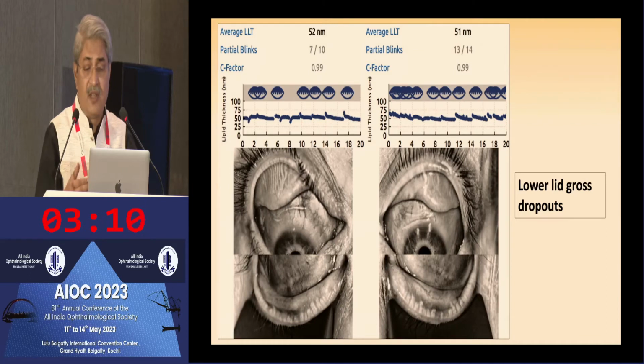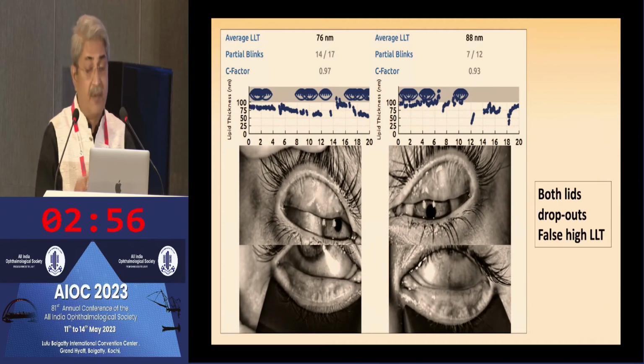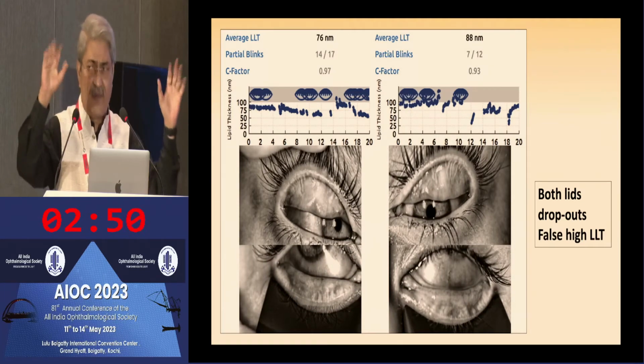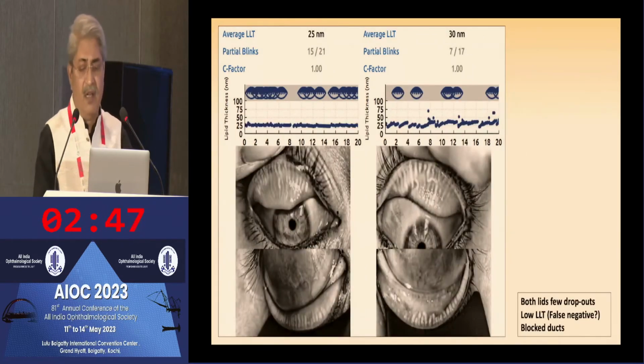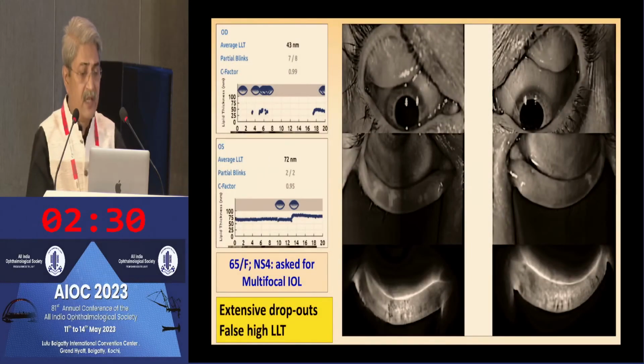We have several patients. I'll show a series of photographs: lower lid gross dropout, upper lid. In the left eye, you see average LLT less than 60. Then here, both upper and lower lid, you see gross dropout, but there is a high LLT. This is false blinks. If the patient blinks before, that forcible blink causes high lipid layer thickness. Then in both lids, you see a few dropout areas, but again low LLT, very low, you see 20s, 25 and 30. So again false negative. All these questions are there.